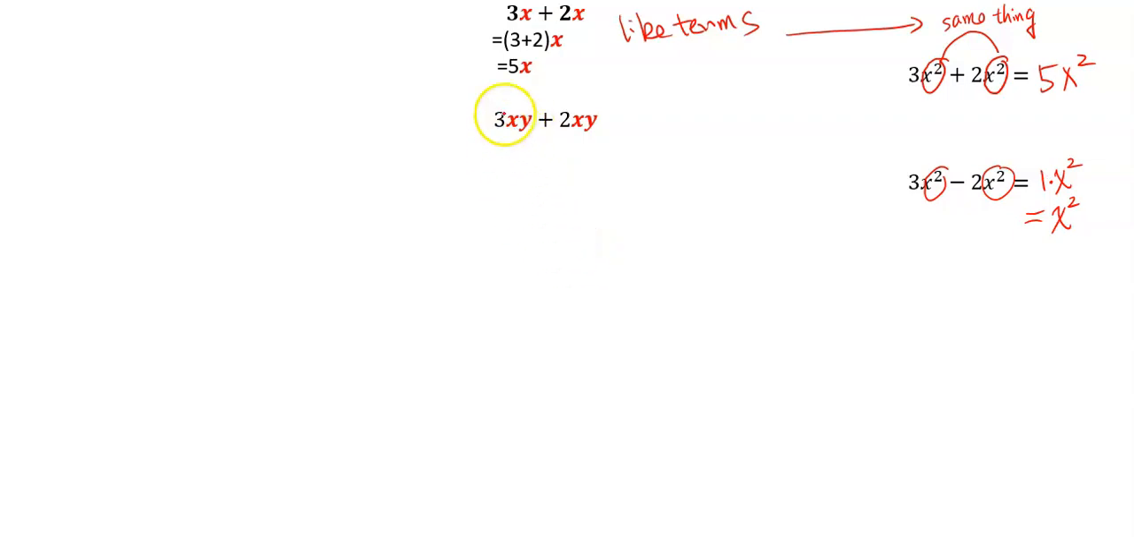All right, if we have 3xy plus 2xy, again, they match. That means they are like terms, so we can just add the quantity of them. 3 plus 2 gives us 5xy.